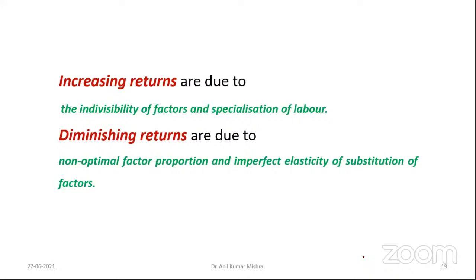Okay. Now the question arises, why does this type of situation occur? Why is stage one called the increasing returns, stage two called the diminishing returns, and stage three called the negative returns? That thing also comes to your mind.